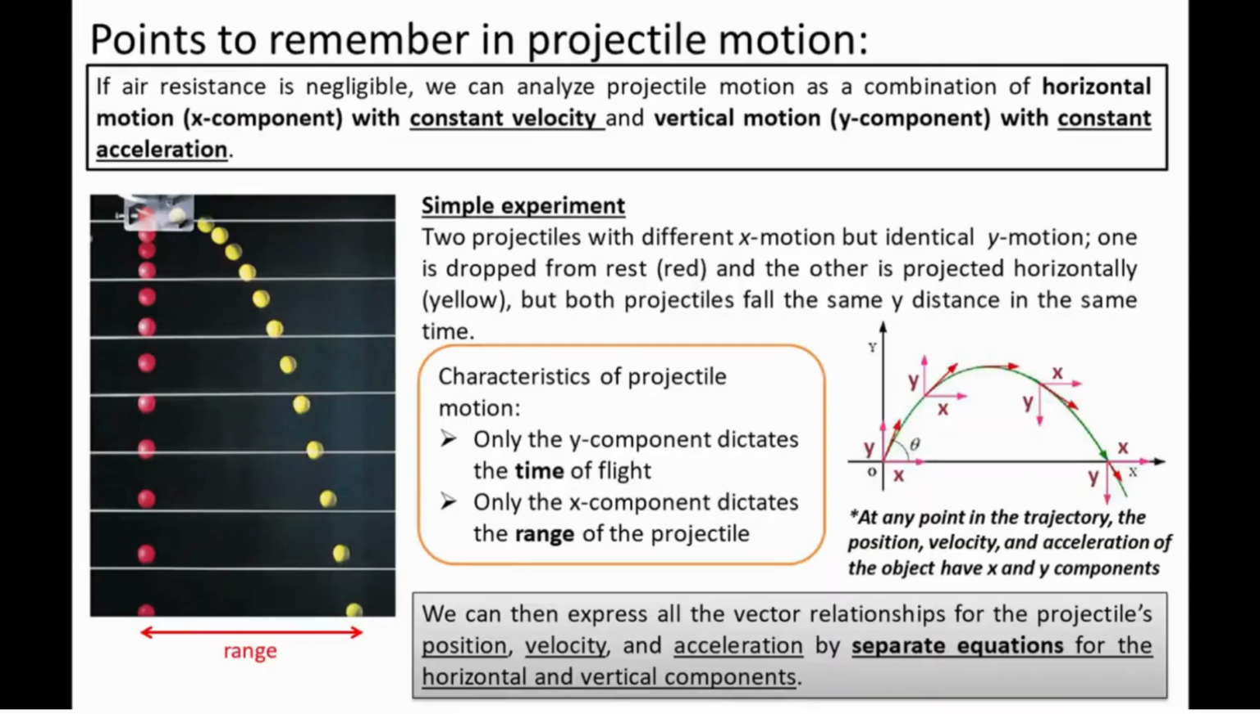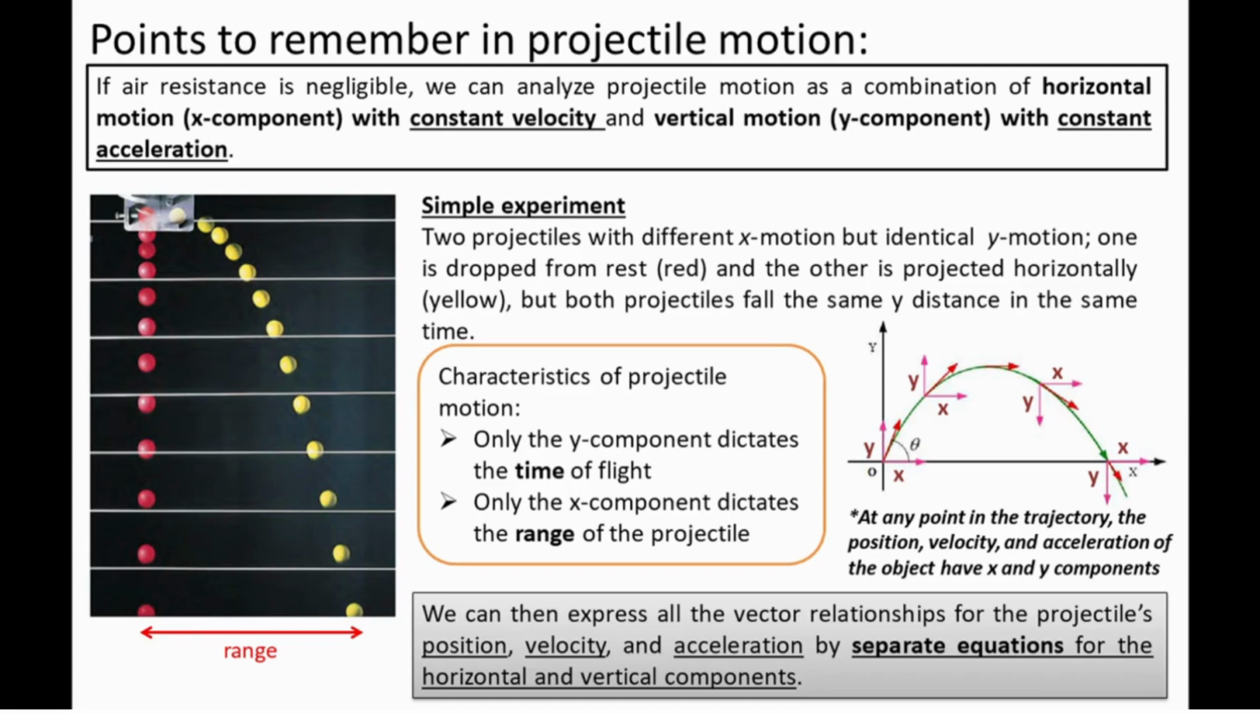In ideal situations, the air resistance is not taken into account for projectile motion. In such cases, we can analyze the projectile motion as a combination of a horizontal motion with constant velocity and a vertical motion with constant acceleration due to gravity. Here we have a demonstration of the relationship between free fall and projectile motion. The red ball is released directly downwards, hence a free-falling object, while the yellow ball, on the other hand, is given an initial horizontal velocity, hence it is a projectile.